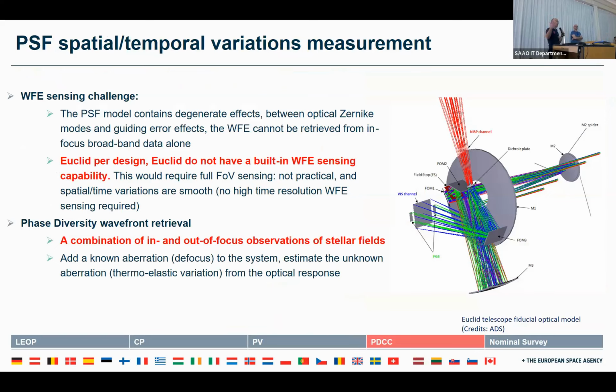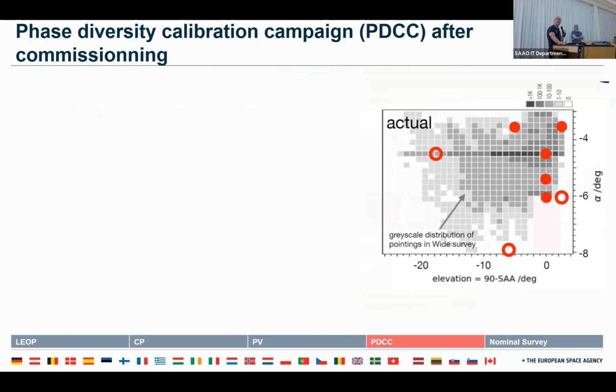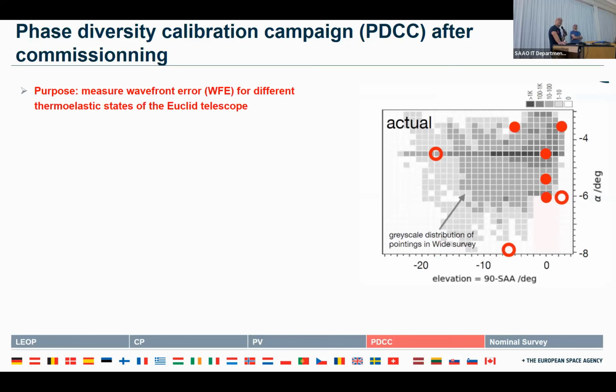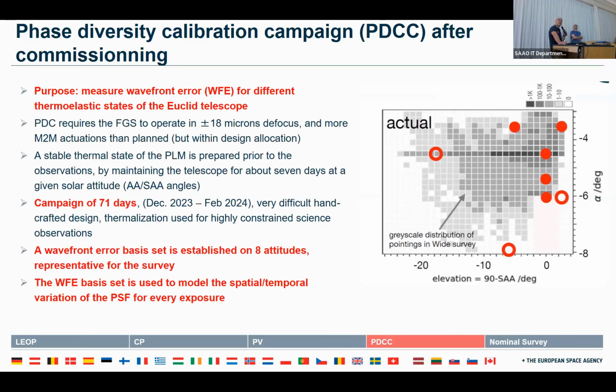So during 72 days, we measured wavefront errors in different attitudes of the survey, and these thermoelastic states are believed to be stable over the entire mission. And these wavefront errors, which we measured at the beginning, are applicable to the rest of the survey. At least this is what we hope for. And this basis set is used to make a time-dependent, accurate model which is compliant with the weak lensing requirements.